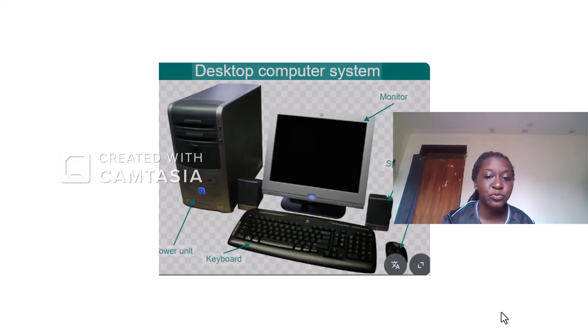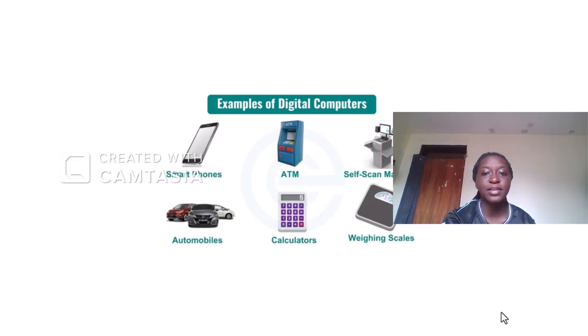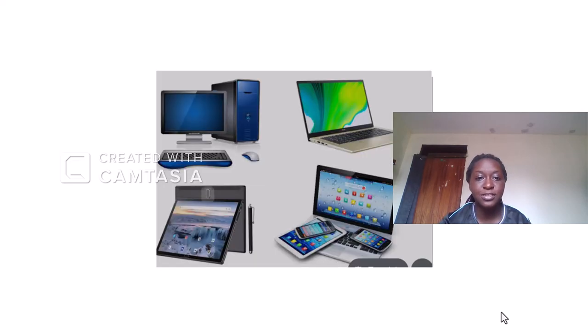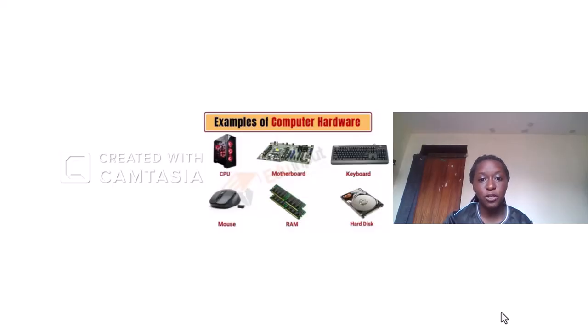Some examples of inputs are the keyboard and the mouse. I can also show you some examples of digital computers. We have smartphones, ATMs, scan machines, automobiles, calculators, weighing scales, and personal laptops. Your phone is also a computer. I know some didn't know, but your phone is also a computer. The laptop and the desktop are some too.